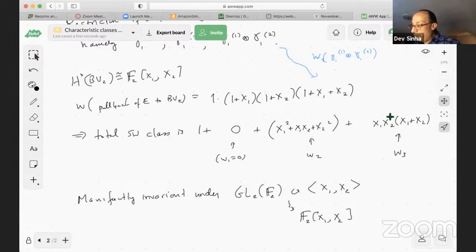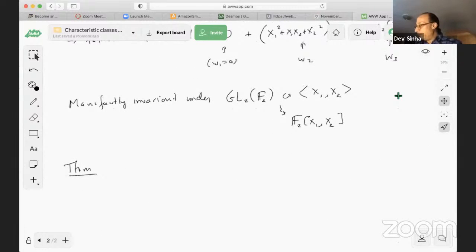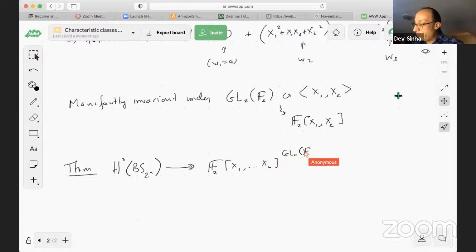So what we've proven in this example, and I'll give a general theorem, is that the cohomology of BS_{2^n}, and maybe I'll also leave it as an exercise for you to work this out, at least for n equals 3, maps, through this characteristic classes construction, onto the polynomials in n variables that are GLn F2 invariant.